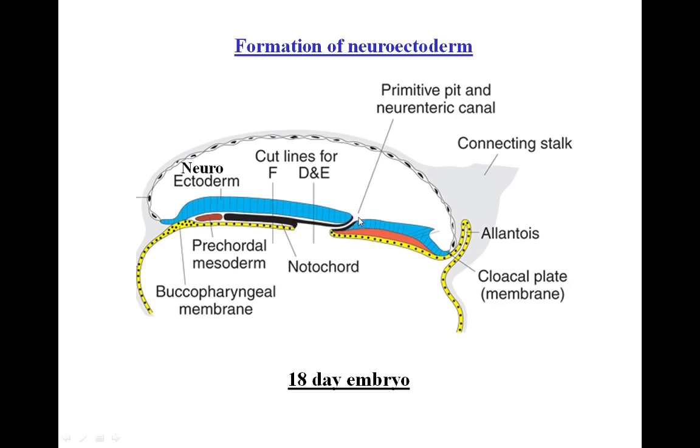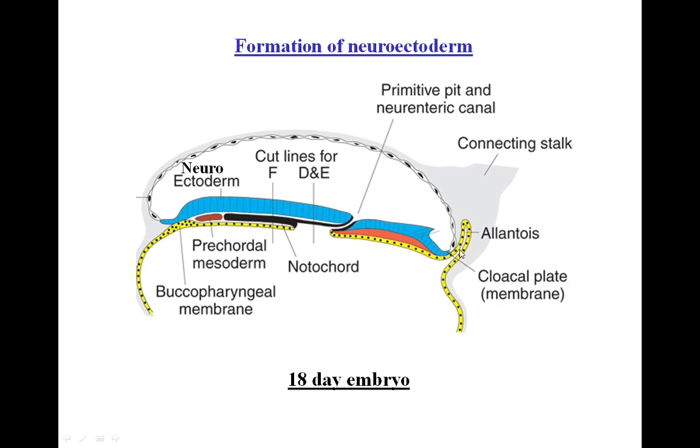That is the opening present in the primitive node, and through that, mesodermal cells of the epiblast will convert into the mesoderm, that will pass headwards and form the notochord. And in front of the notochord, between the notochord and the buccopharyngeal membrane, you can see the ectoderm and the endodermal germ layers. They are fused with each other.